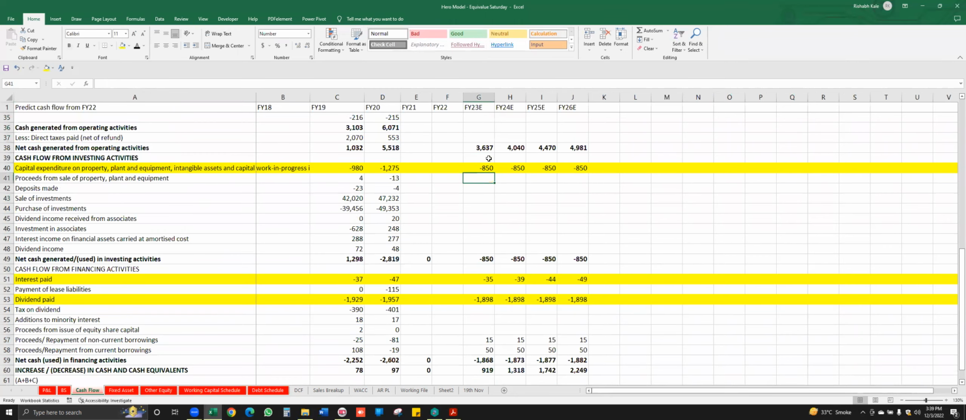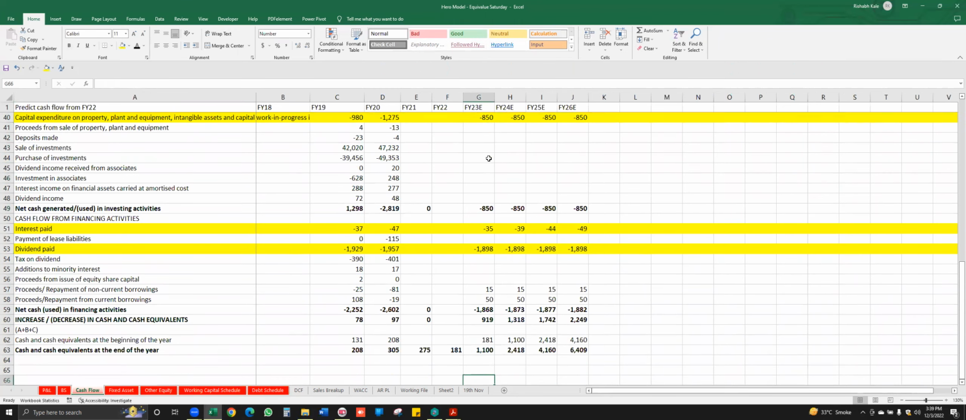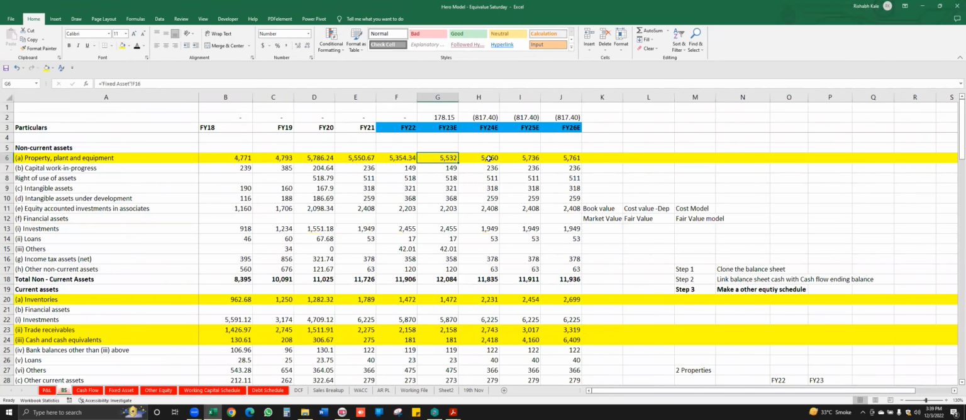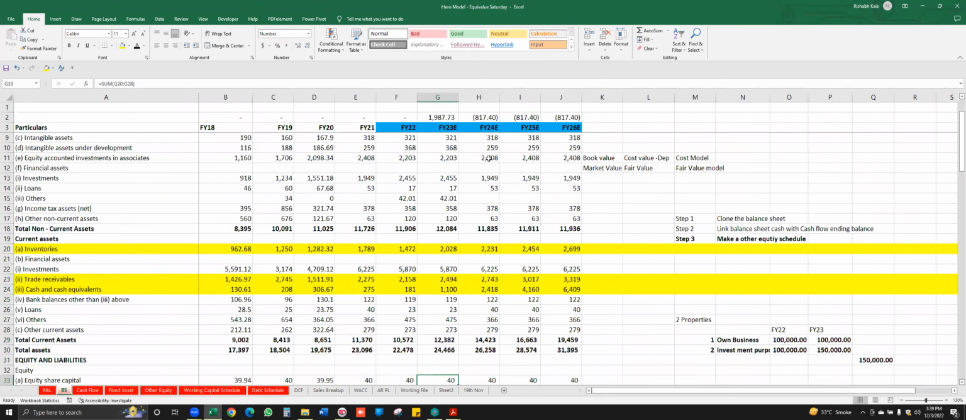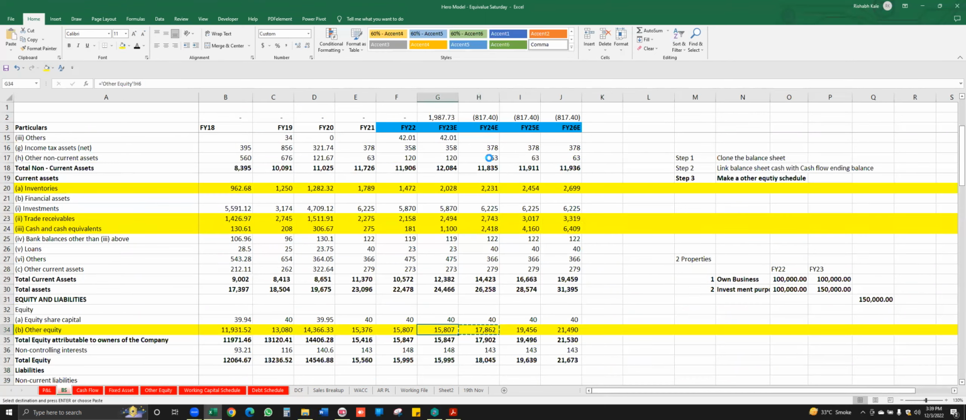So now everything has changed over here. 850 and all has changed. Now I think it should tally. This number changes. These are number changes. This already has changed, I'm not changing anything.